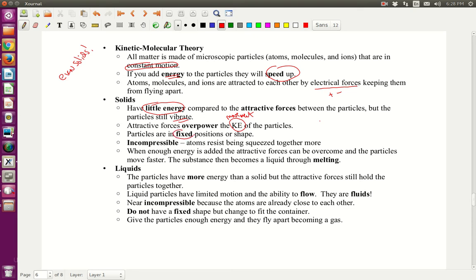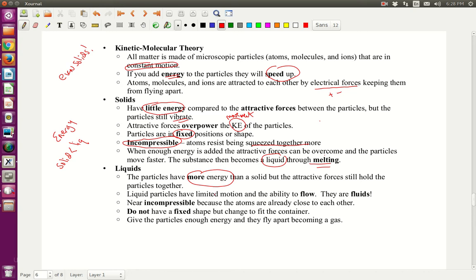Particles are in a fixed position. They stay in the same shape. They're not compressible. They're incompressible because I can't squish them because they're already stuck together. They're squeezed together already. I can't make them go any closer. And when enough energy is added, a solid becomes a liquid because of melting. Okay? And then liquids have more energy than a solid. So if we put the energy scale over here, solids have less energy than a liquid. A liquid has more energy than a solid.